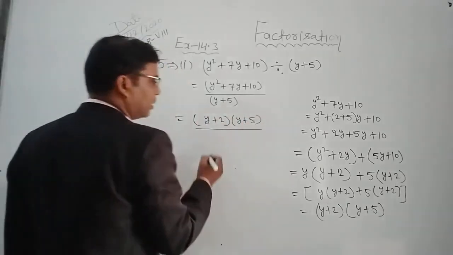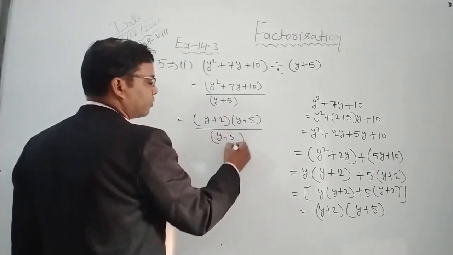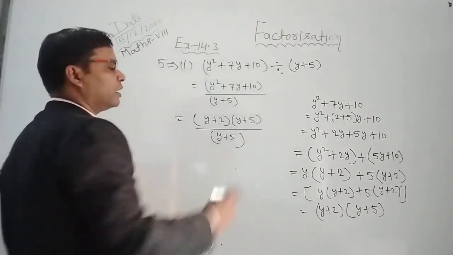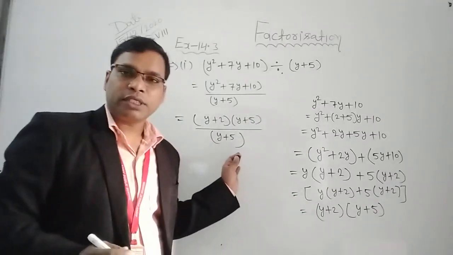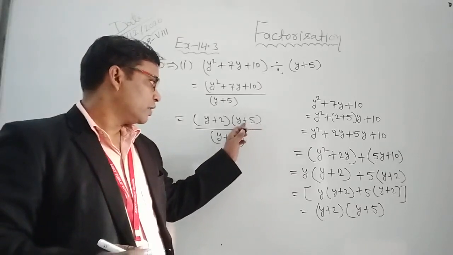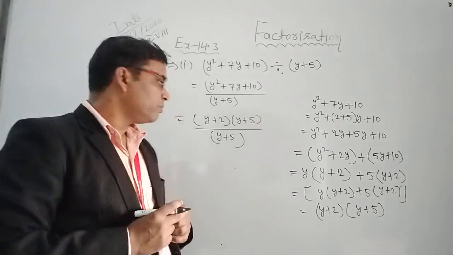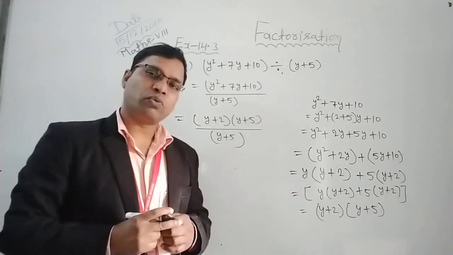Now divide by y plus 5. Here you can see this is the numerator and this is the denominator. What factor is common between them? You can see y plus 5 and y plus 5 is common, so it will be cancelled automatically and we get 1.